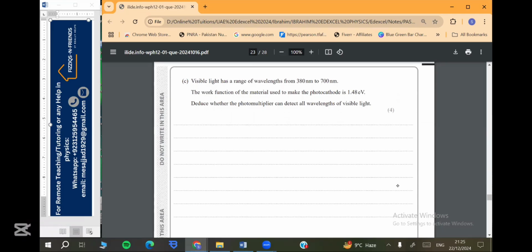See, visible light has a range of wavelengths from 300 nanometers to 700 nanometers. The work function of the material used to make the photocathode is 1.48 electron volts. Deduce whether the photomultiplier tube can detect all wavelengths of visible light or not. Okay.